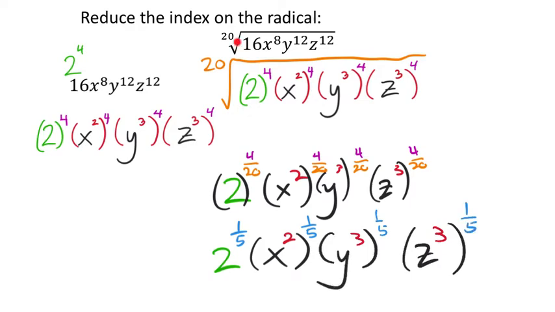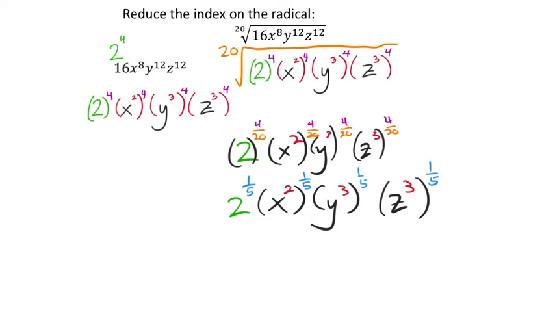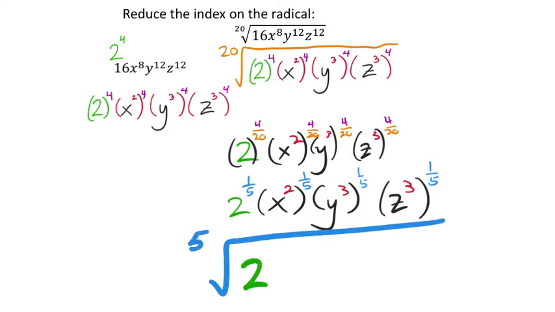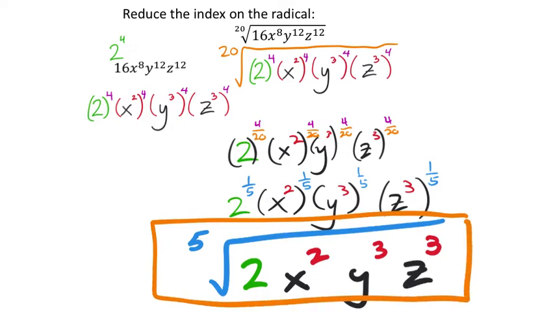So see how we had an index of 20, but now that I've written it this way, I can now write this as the 5th root of whatever I had left over, right? Because I had the 2, then I had the x, the y, and the z to the power of 2, 3, and 3. And this right here, having reduced the index of the radical completely as far as we could go, that's good.